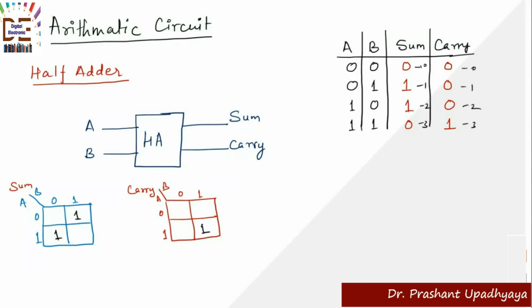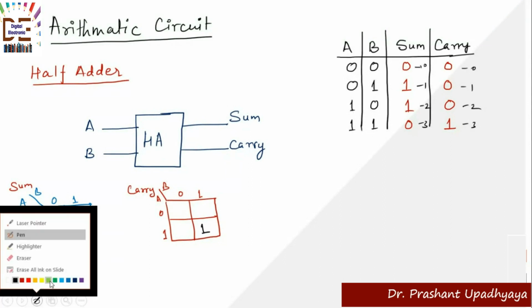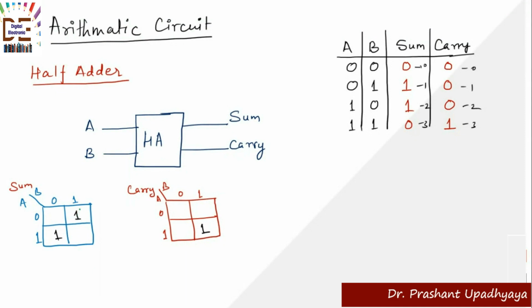That means I am getting it here only. If I write the answer of this, it will be A bar B, and the answer of this will be A B bar. So my sum will be equal to A bar B plus A B bar, which is equal to A XOR B. And if I take the carry, this will be my AB. So my carry will be equal to AB only.